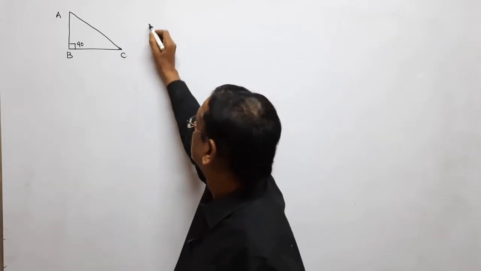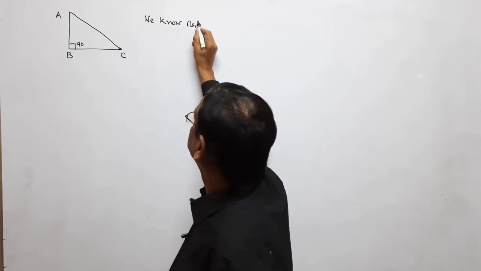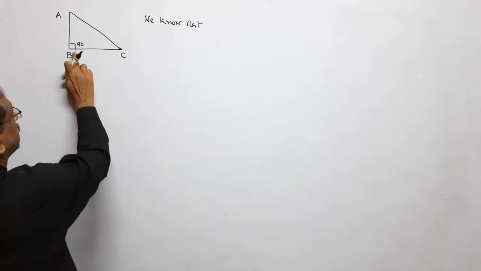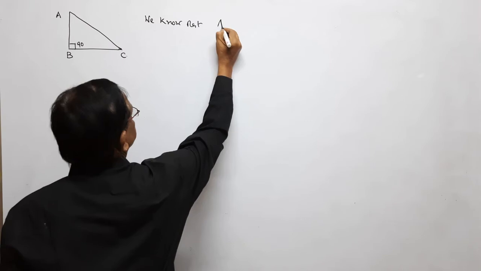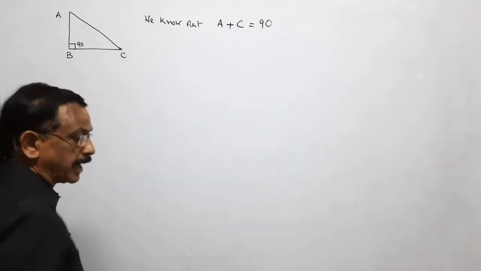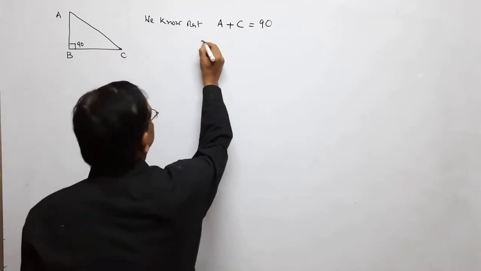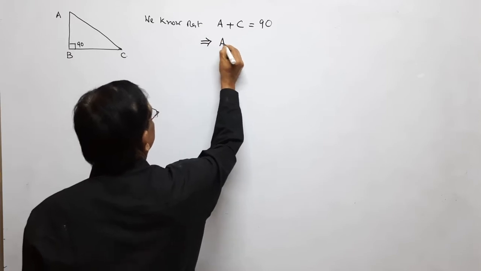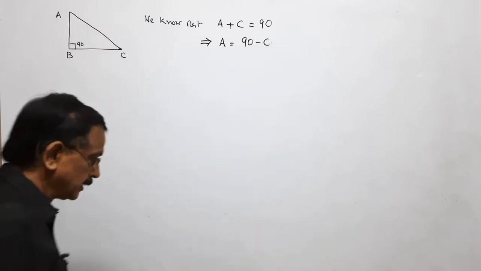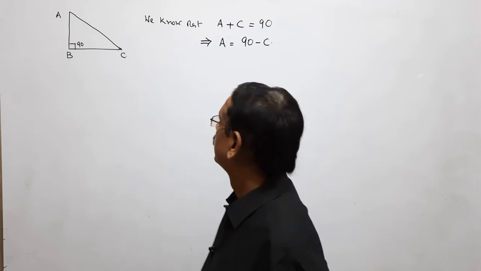And we know that in any triangle, the sum of the angles is 180. Already angle B is 90. So A plus C must be 90, because in a triangle the sum of the angles is 180. So A plus C is 90. So this implies A is equal to 90 minus C. A simple identity: A is equal to 90 minus C.